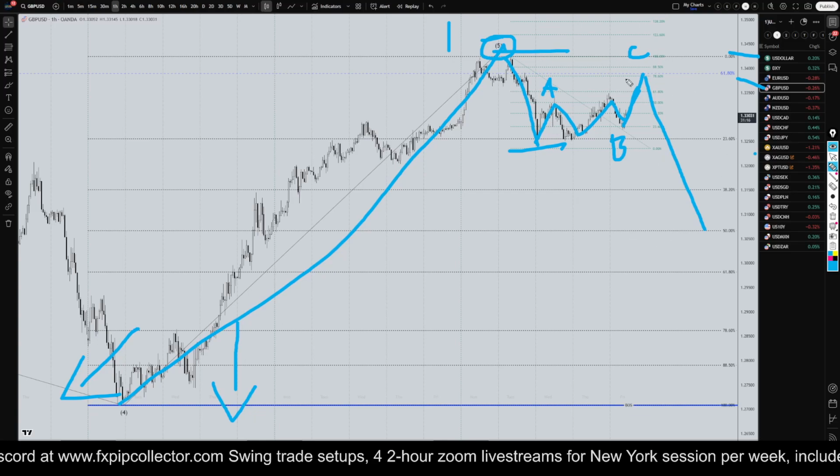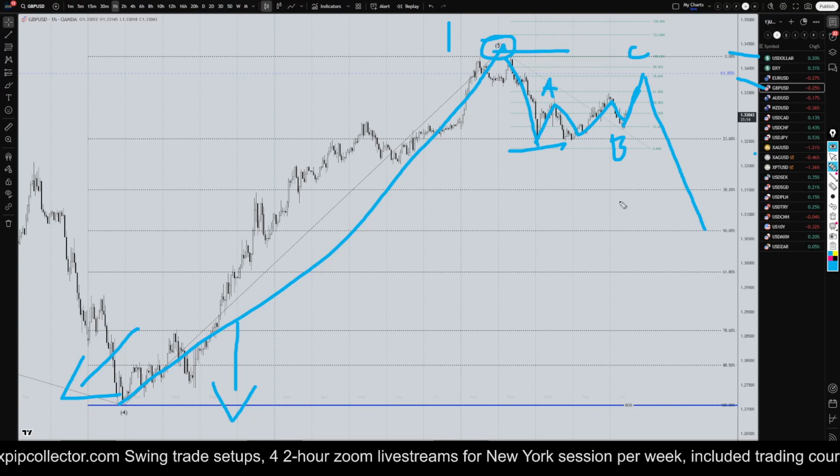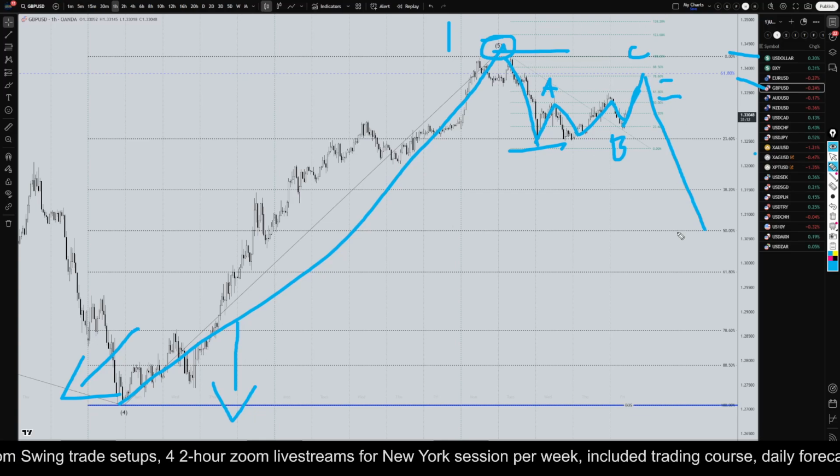So I'm looking at this move up as likely being a correction to this last wave down, and I will be looking at our Fibonacci levels for a possible short.